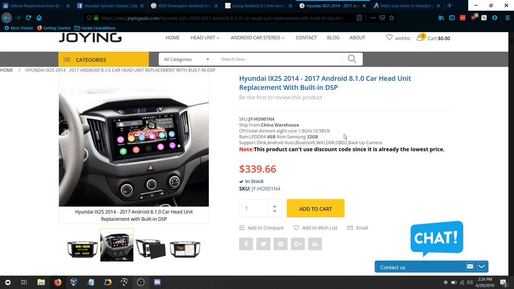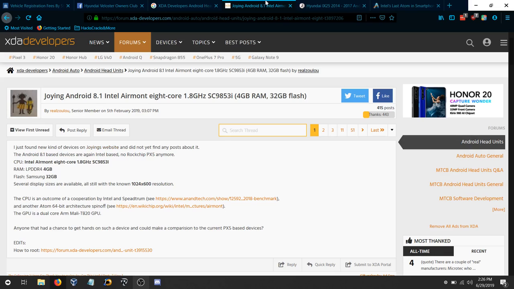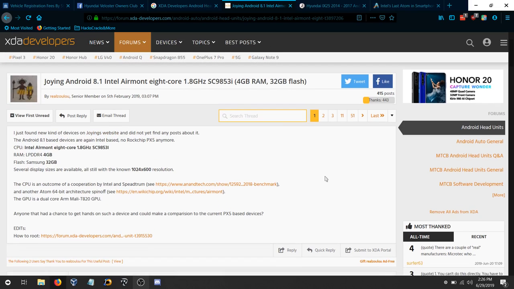So what I ended up doing is I went over to XDA and I actually found a thread about this exact head unit. And it's 51 pages long. I've gone through about 10 pages reading all the comments. Pretty much everybody's complaining about the damn thing. It's an Intel Air Mount 8-core 1.8 gigahertz system on a chip. So it's basically an ARM processor that Intel didn't technically even make. As you can see, they were in cooperation with Spreadtrum, which I've never even heard of.